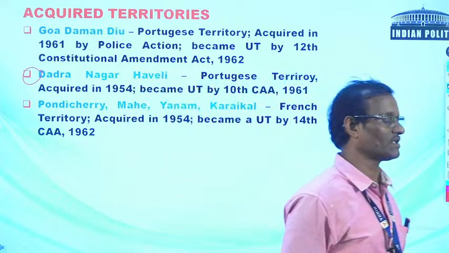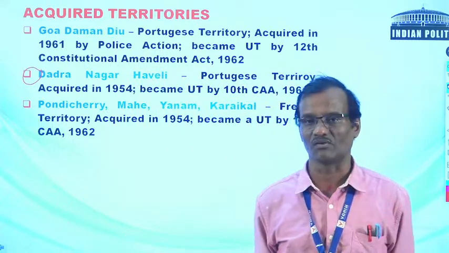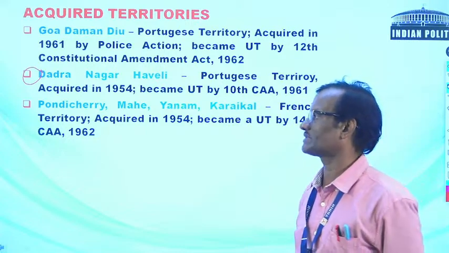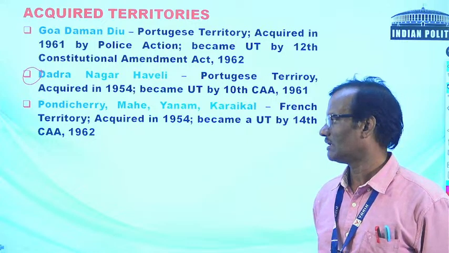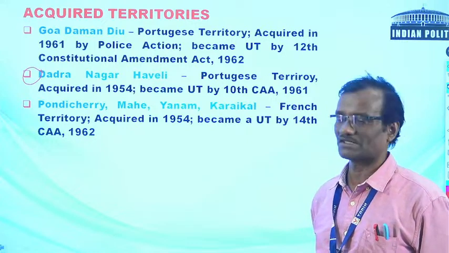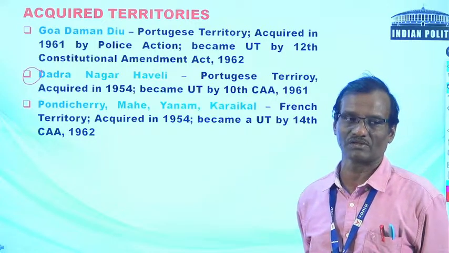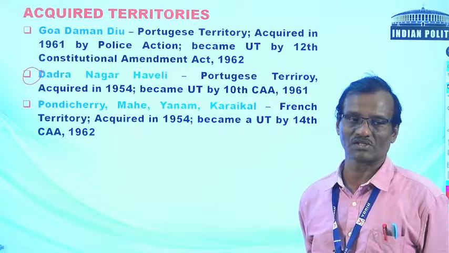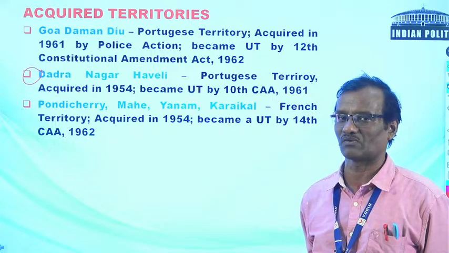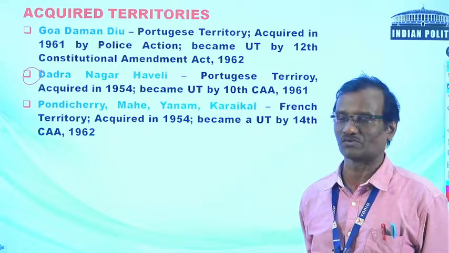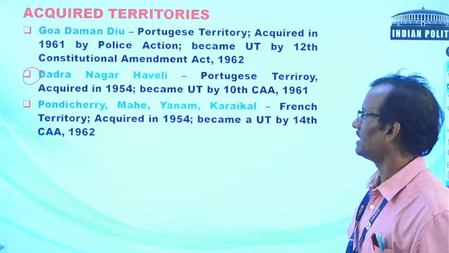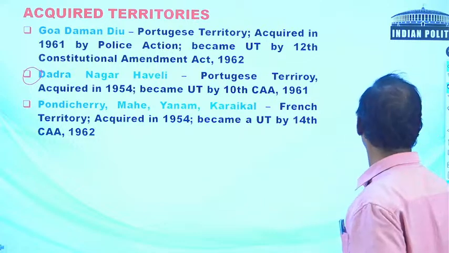So whenever any territory is acquired by India, there will be a Constitutional Amendment Act, and that is the thing we have to remember, and remember the year also in which they were acquired, and then the constitutional amendments that were made to render the status of union territories to them. Well, so these are the things.